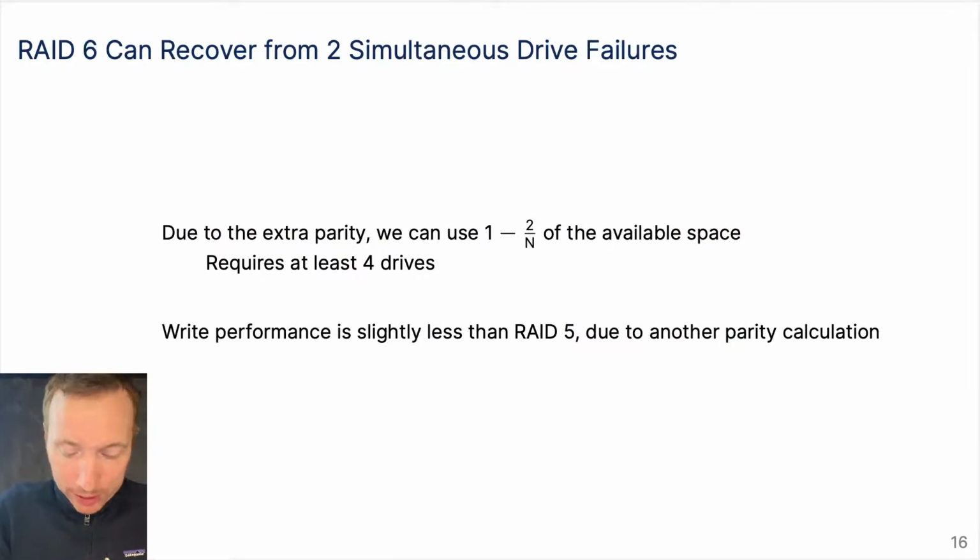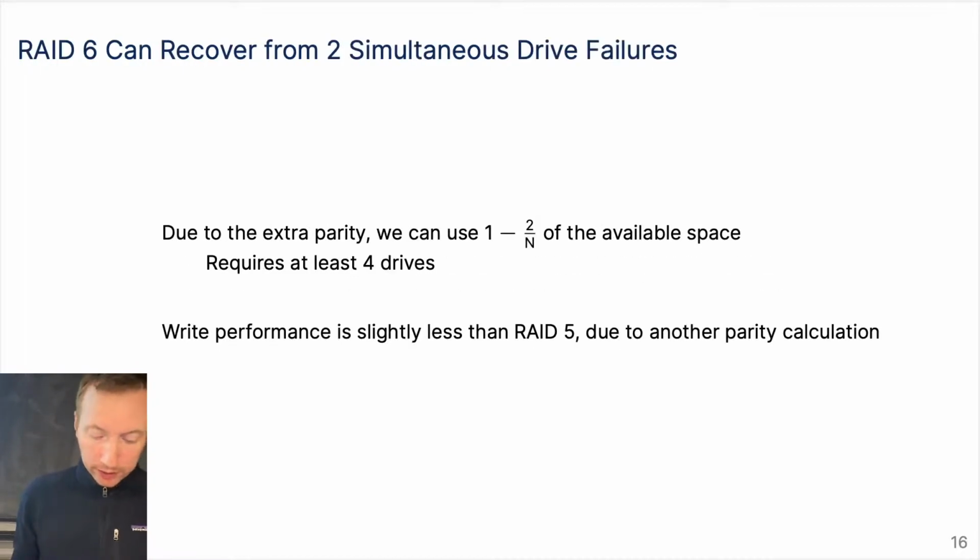But for all we care about, RAID 6 can recover from 2 simultaneous drive failures. Now, due to the extra parity, we have less available space. Essentially, we're going to have 2 disks used for parity, so the amount of space we have is 2 disks smaller than if all of them were just in RAID 0. For this, you require at least 4 drives. And the write performance is going to be a little bit slower than RAID 5, because there's some extra parity calculation, and it's more complicated than straight XOR.